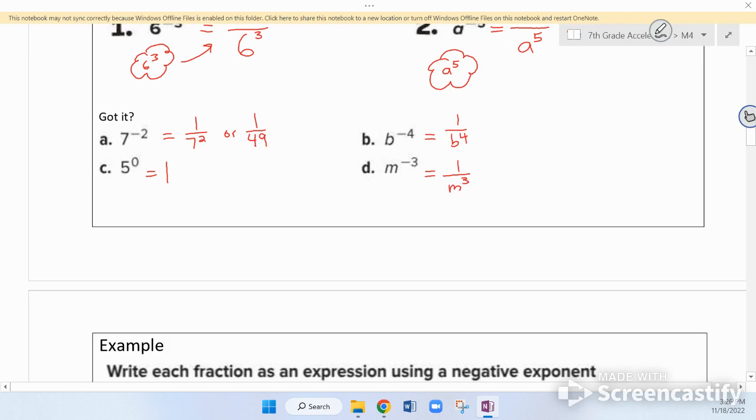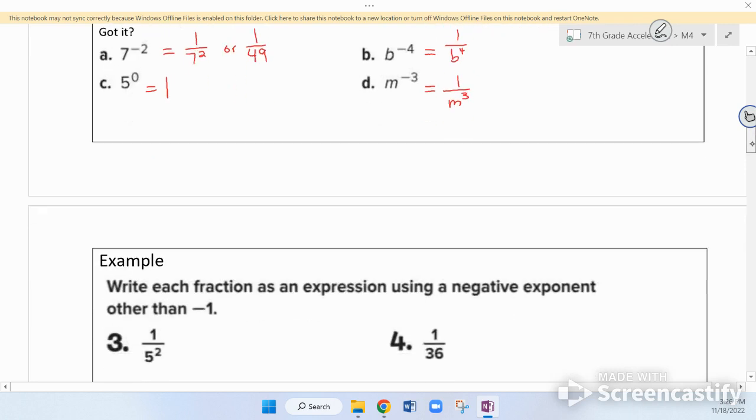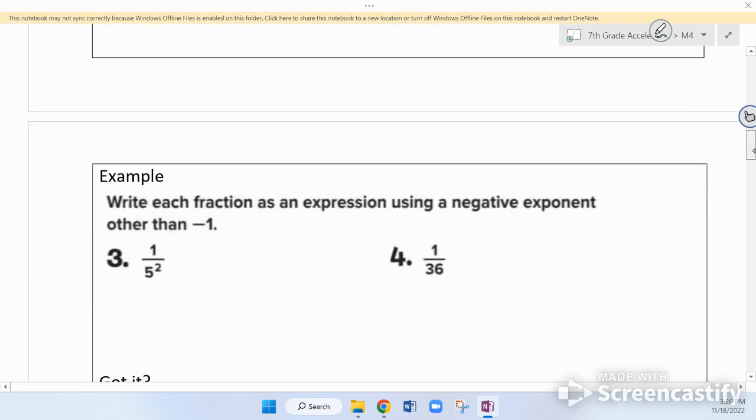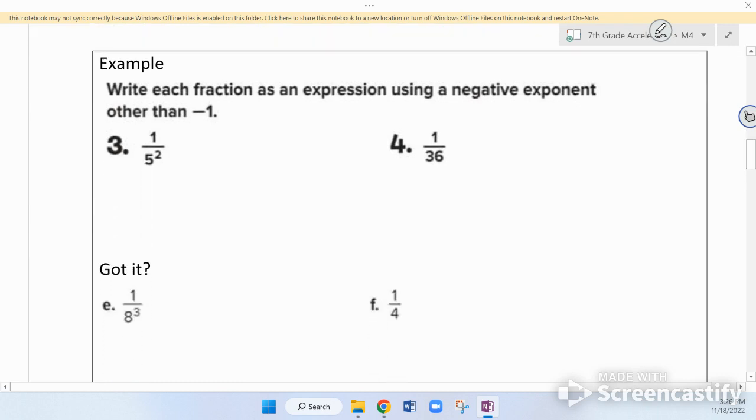There you go. Hopefully you did a nice job with that. You got them all right. If not, fix and try to figure out where your mistakes are, and you might have to rewind and go back and see what's going on. All right, so now we have to write each fraction as an expression using a negative exponent other than -1. A little bit tricky, but I think we can do this.